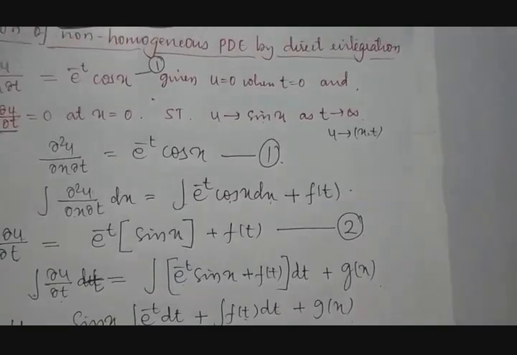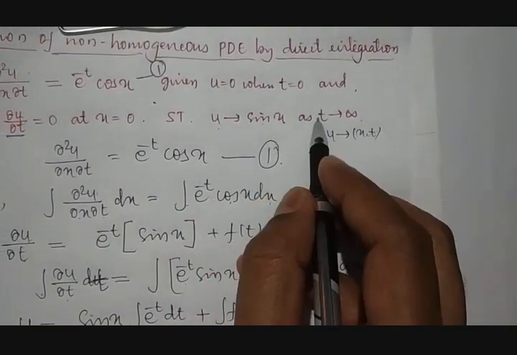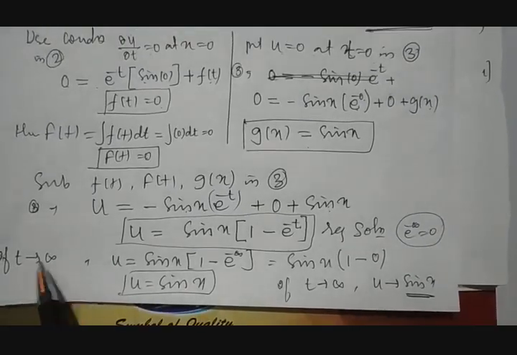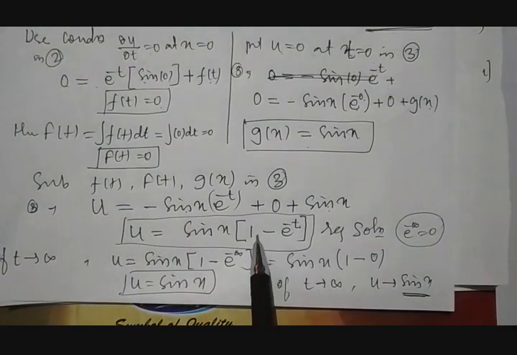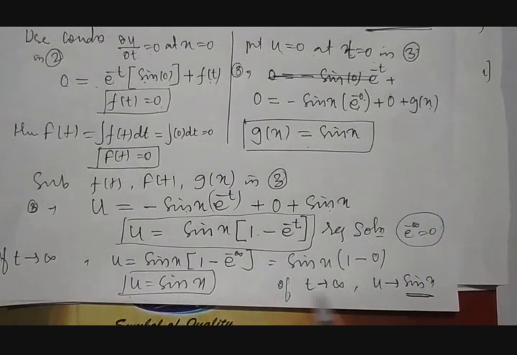So this is the meaning of this example: u tends to sine x as t tends to infinity. Means we substituted t is equal to infinity in the final result, then we got u is equal to sine x. So this is the meaning of this example.